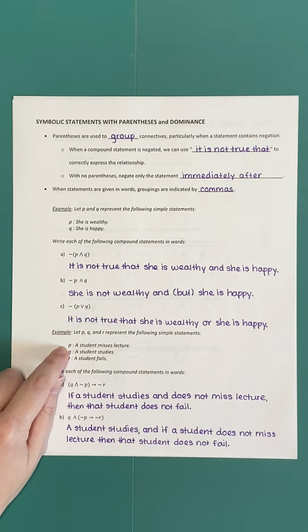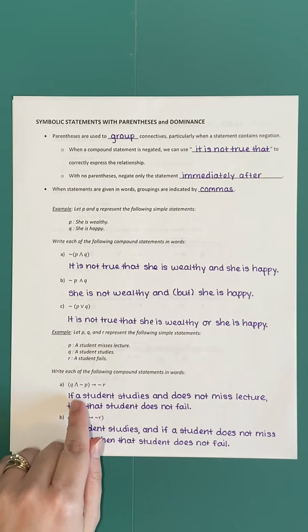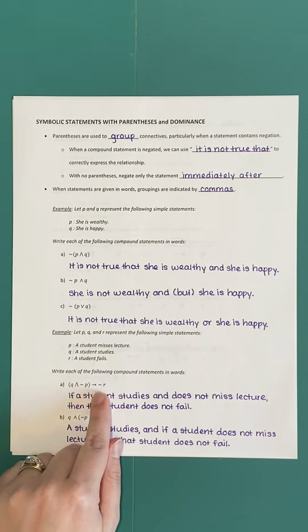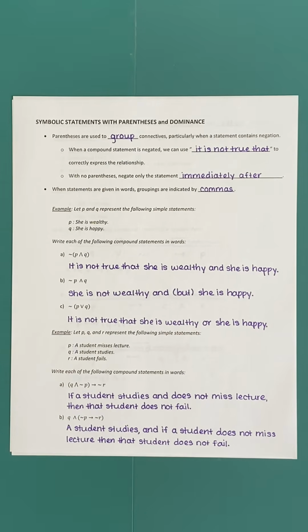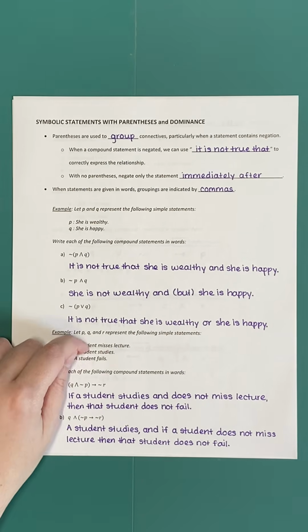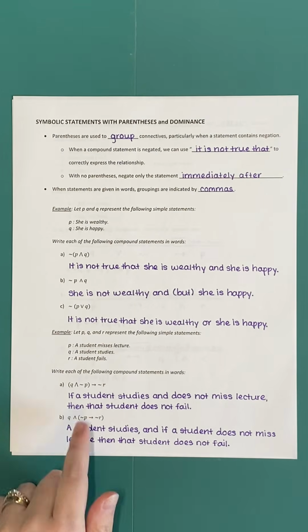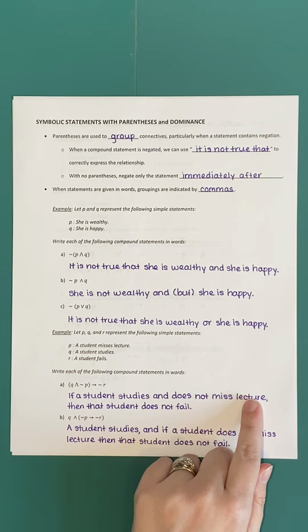So a student studies and a student does not miss lecture. So a student studies and the student does not miss lecture. Notice I omitted the word student, that's okay. It's the same subject. The subject is going to be the same for all these statements. What's changing is the predicate. So we can use the new verbs, and we know we're still talking about the same subject. If you want to put student in every time, it's fine. If you want to kind of omit it here and there, that's going to be fine as well. So a student studies and does not miss lecture.